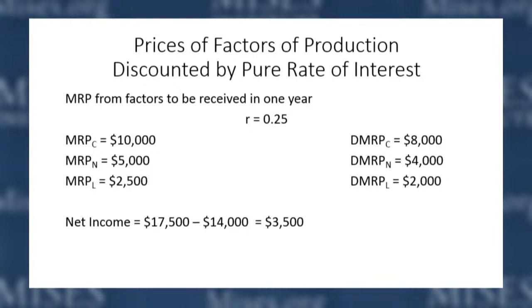And then the question is, how much will he pay today, right now, to get those funds a year from today? And if the interest rate is 25%, the answer is he'll pay $8,000 for the capital. That's 10,000 divided by 1.25, right? Discounted by the rate of interest. And so on, 4,000. So you see the prices of the capital goods adjust to the interest rate, not the other way around.